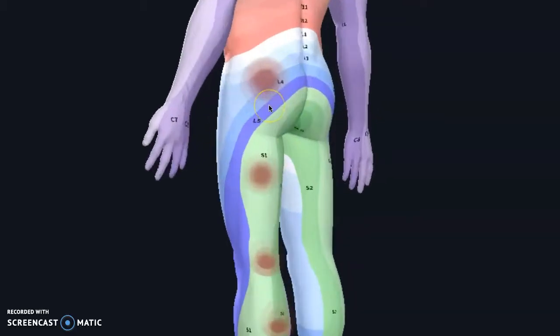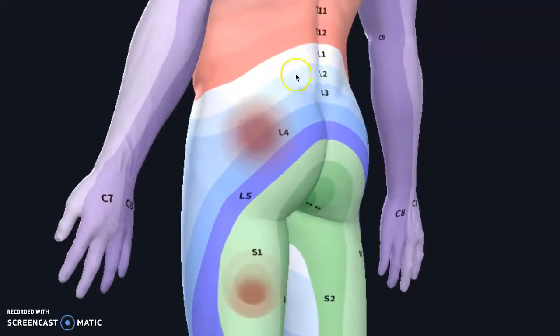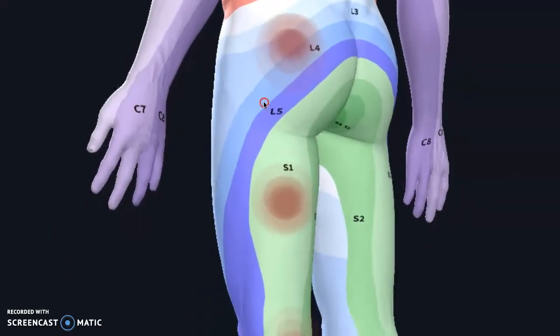I just wanted to give you a visual of what I mean when I say it comes from your L4-5 area. That would be coming from your spinal area down here, but it tends to have a pretty big ache in the buttock and then comes down the leg.